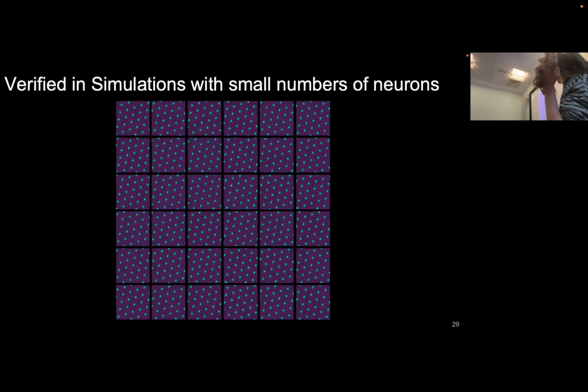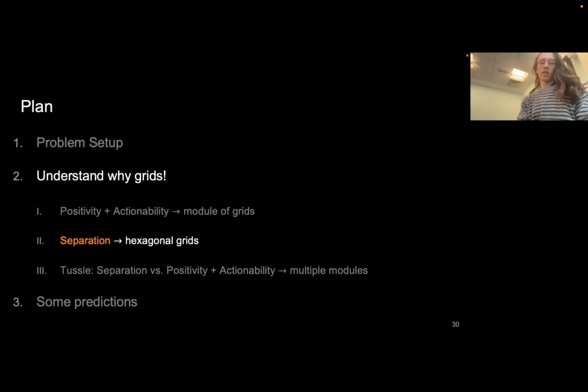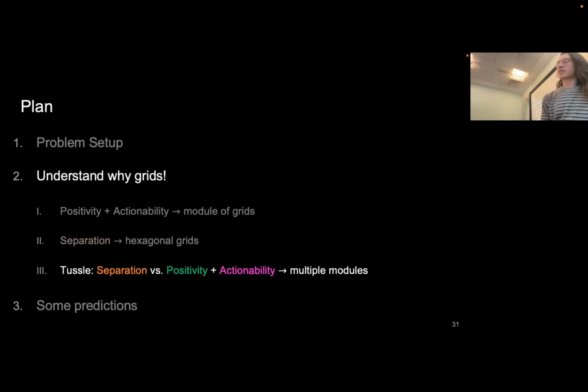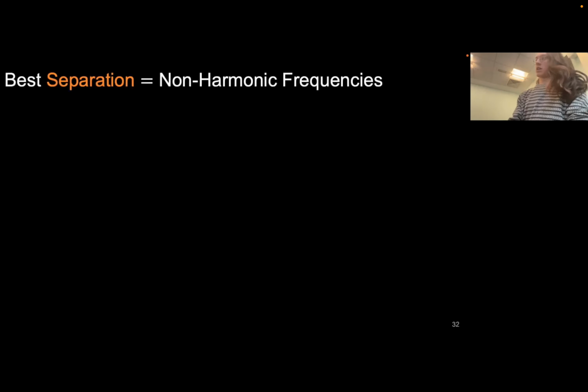So if you optimize in a setting in which one module is optimal, which you'll see later is controlled by sigma, with these two things added in, you get pretty clean hexagonal grids. Okay, so that's hexagonal grids. The last step of this is why we would ever get multiple modules. So this works as follows.